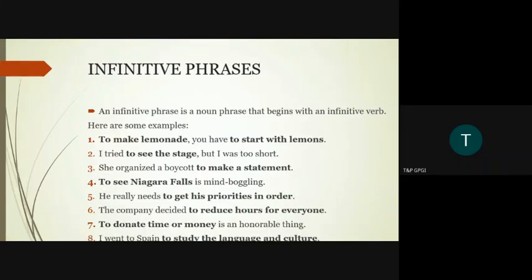So moving on, infinitive phrase. Infinitive phrases are nothing but a noun phrase that begins with an infinitive verb. For example, I'll just go with the first example: To make lemonade, you have to start with lemons.